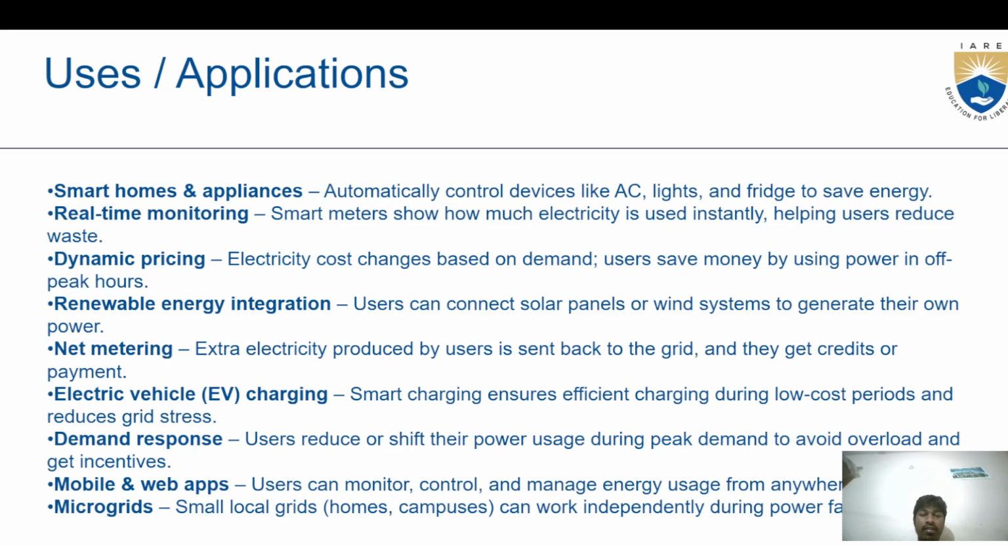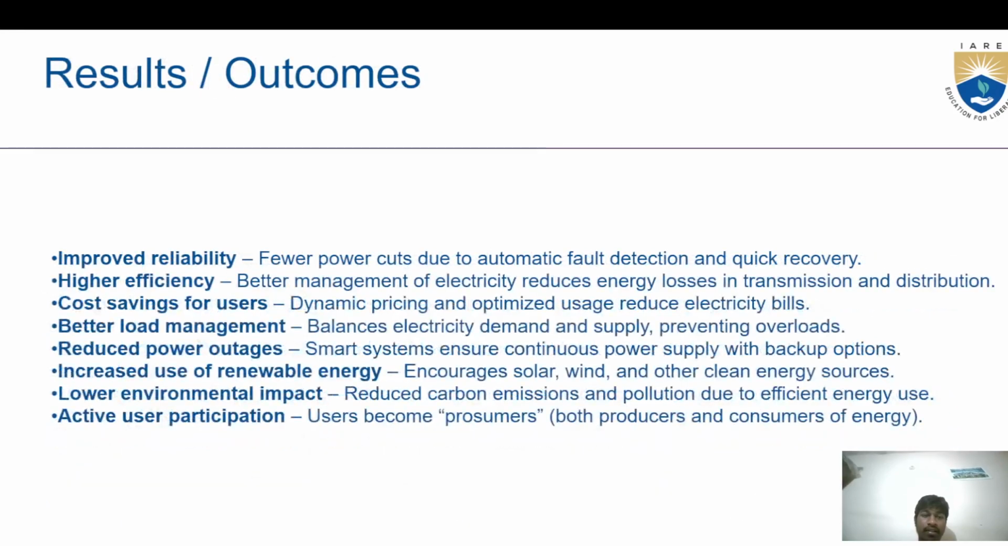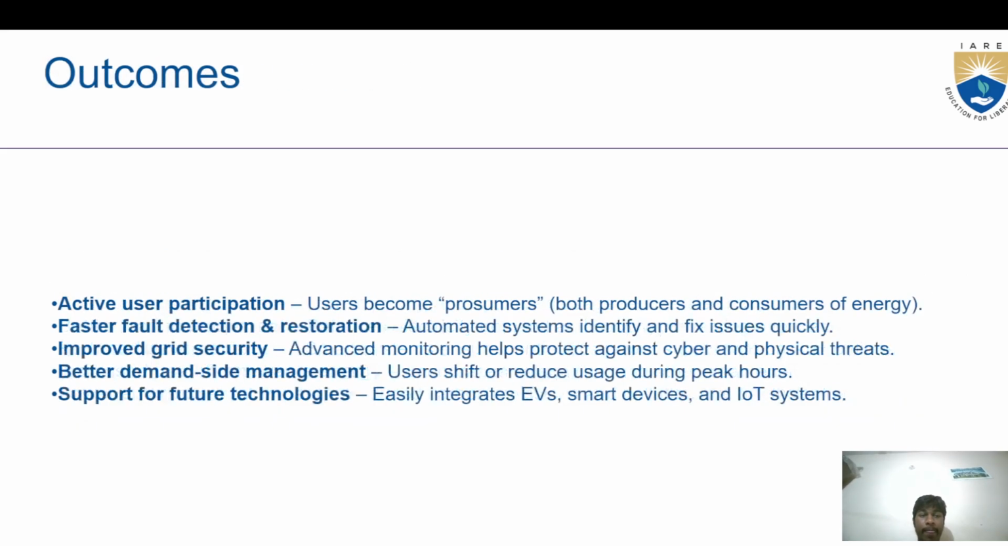Usage: smart home and applications, real-time monitoring, dynamic pricing, which is electricity cost changing based on demand. Users save money by using power in off-peak hours. It is demand response. Mobile and web apps can be used, which can monitor, control, and manage according to results. It improves reliability, cost savings for users, increased use of renewable energy, active user participation, low environmental impact, and etc.